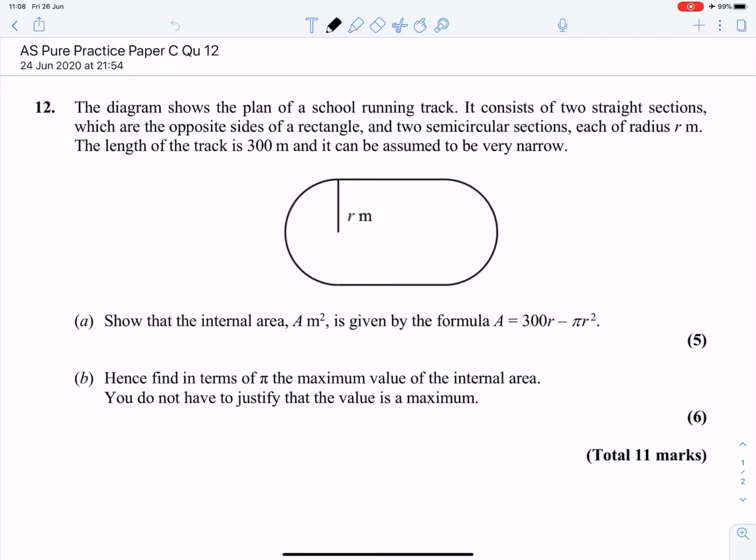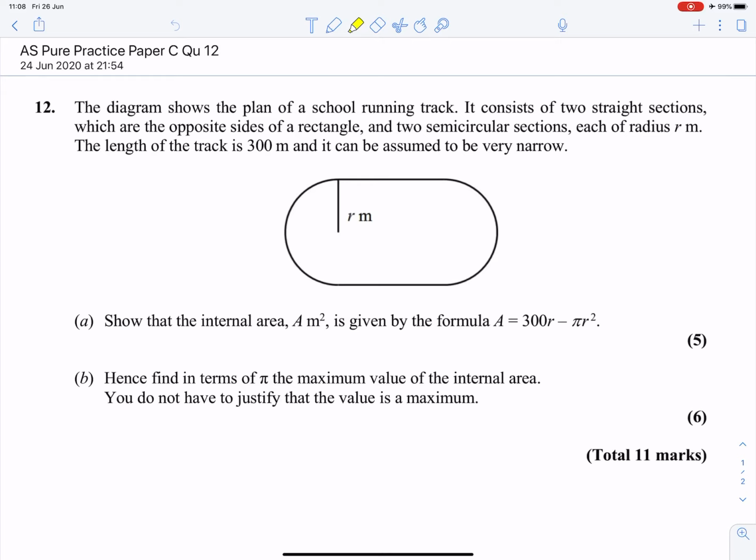So these questions require quite a lot of practice, but they do tend to follow the same structure and format. Once you've got used to them, they're more accessible than perhaps they first appear. Let's read it carefully. The diagram shows a plan of a school running track. It consists of two straight sections, which are the opposite sides of the rectangle, and two semicircular sections, each of radius r meters. So that's basically what's on the diagram.